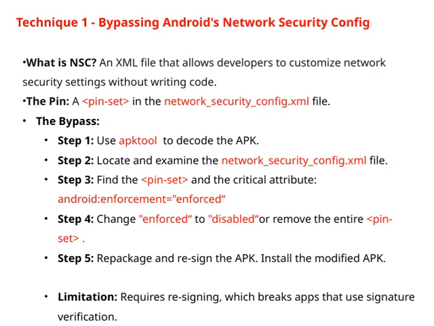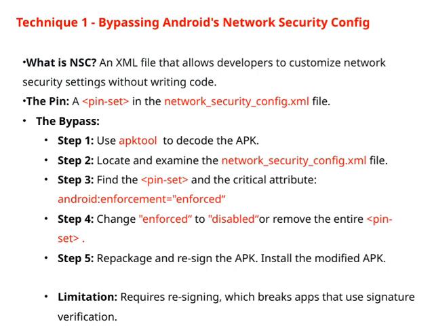Let's take a closer look at what NSC is. Basically, it's an XML file that allows developers to customize network security settings without having to write any code. Think of it as a configuration file that controls how your app handles security policies. Now, the pin refers to a pin-set element within the network security config XML file. This is where the security pins are defined, essentially specifying trusted certificates or endpoints.